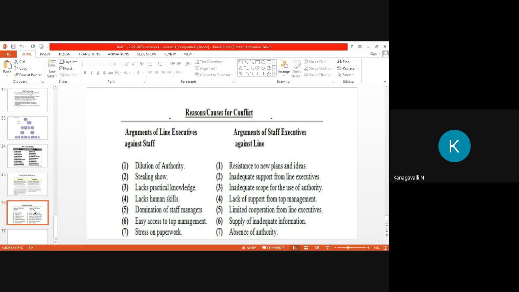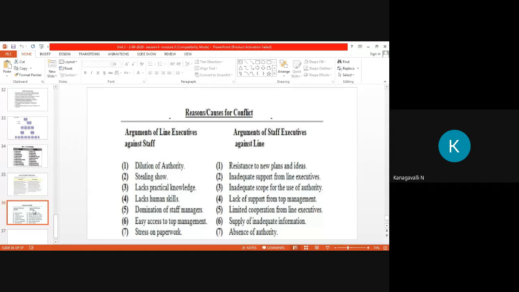Then these are the reasons and causes for conflict. Arguments of line executives against staff, and then arguments of staff executives against line. So both are vice versa. Here, the dilution of authority, and resistance to new plans and ideas. Here, stealing the show, and a lack of support from line executives. The lack of practical knowledge, it is theoretical, whereas we are moving to the practical way.